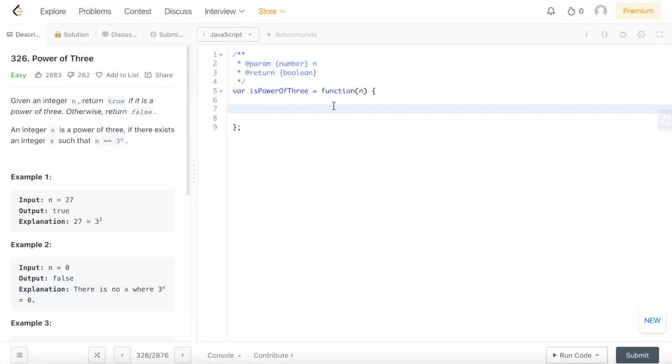Now for the alternative approach, we said if n is greater than 0, then we can check 3 to the power of 19, which is our upper bound. If that's divisible by n, then we know that it's a power of 3. So we can return this, and this is running in constant time.